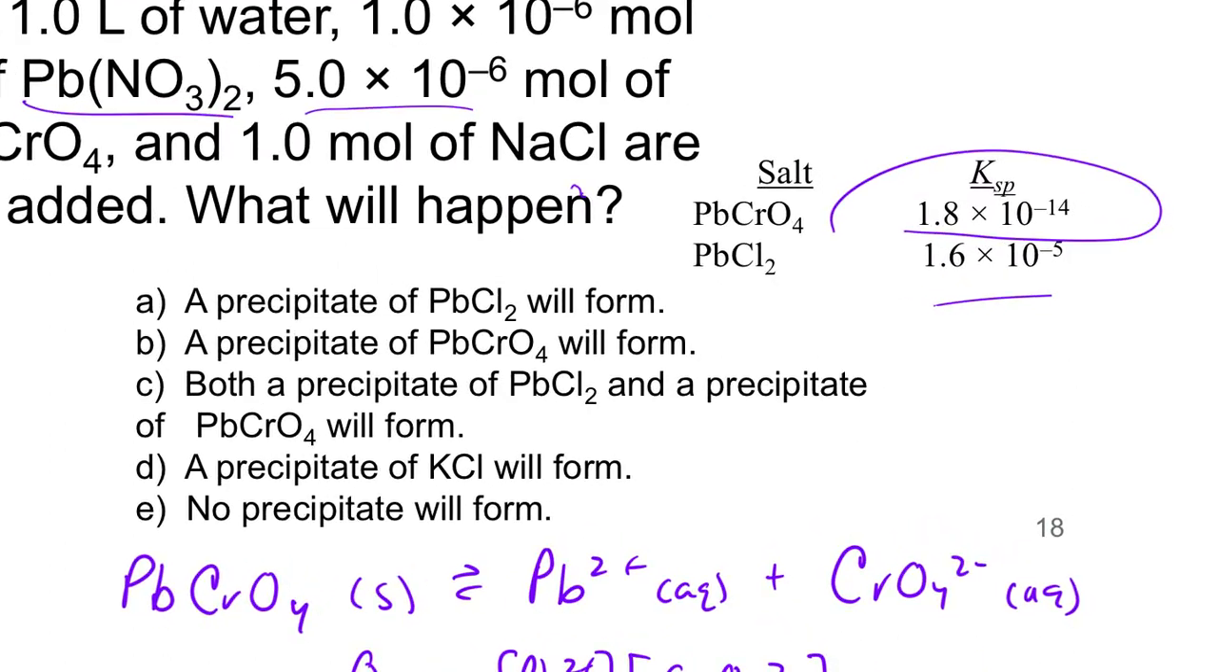But let's look at these K values. All right. Let's say we have this. This is real. Now we have all of these things in a beaker. Okay. What's going to precipitate first?